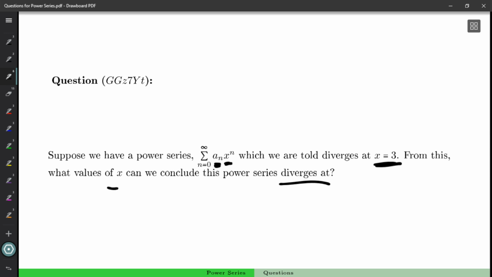Okay, now, on the surface it might seem like a tough question. You don't know what the a_n's are. How in the world can we say anything? I suppose we could say they're asking about divergence, so we could say x equals 3, but is there anything else we can say?